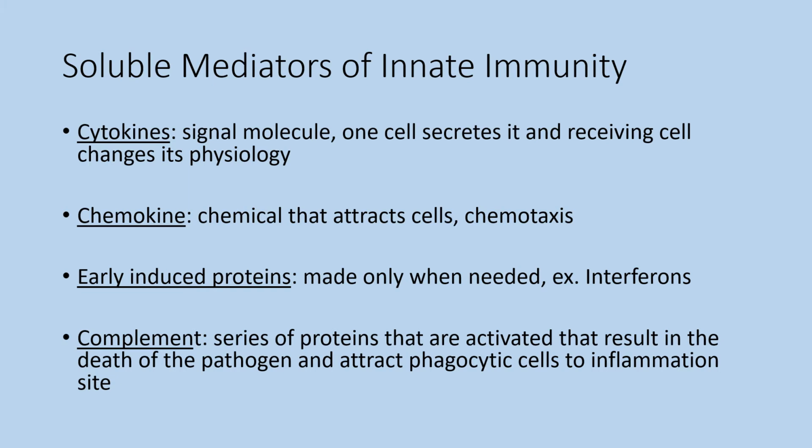Complement is a series of proteins that are going to become activated. Usually a couple of the proteins become activated, and it's what we call a complement cascade. The first protein activates the second protein, which activates a third one, and then another one comes in and binds, and it's this whole series of steps. What's the end result of the complement? Death of the pathogen. And it's also going to be attracting more phagocytic cells to the inflammation site.